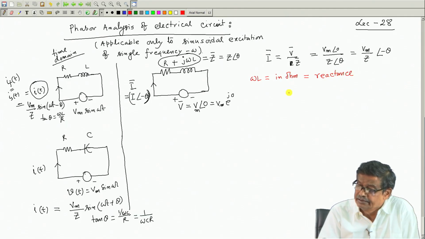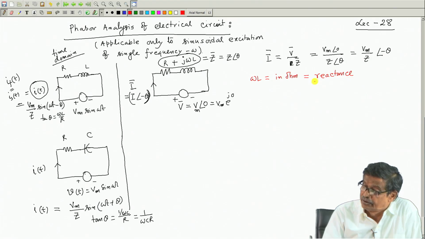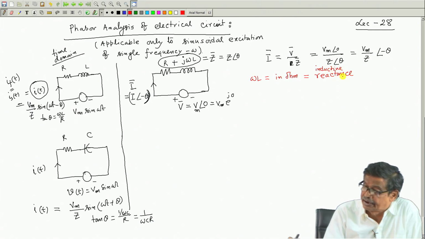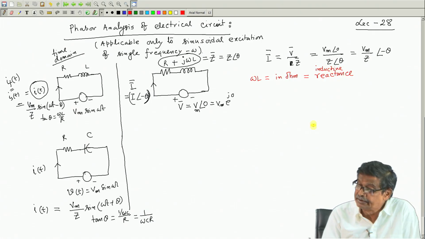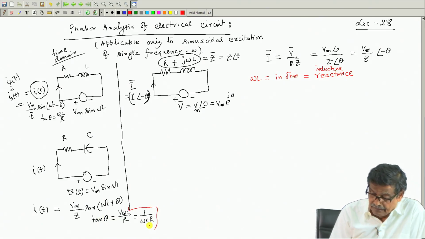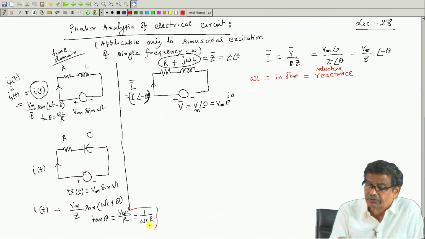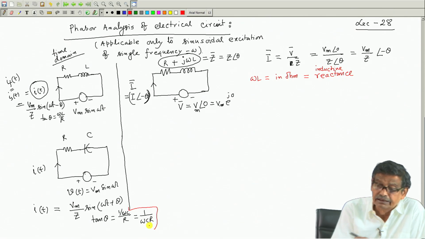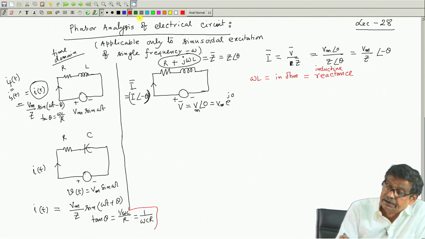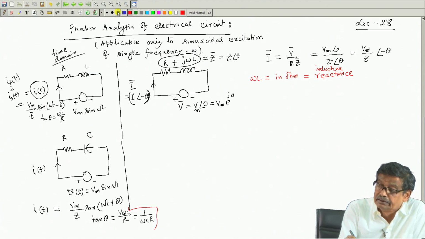R is resistance, omega L is reactance. Not only reactance, it is called inductive reactance, because L is involved. Similarly, here it will be like this. So, this is known without knowing the phasor diagram. I knew this.